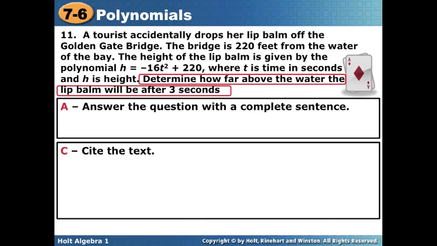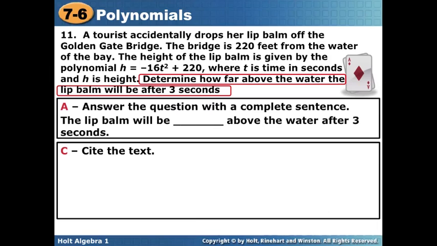First, circle what you're asked to find. We're going to rewrite this as an answer sentence where we'll come back and fill in the blank. So the lip balm will be blank above the water after 3 seconds. Now, underline the important information. We're given that the bridge is 220 feet. The equation h equals negative 16t squared plus 220. And t is the time in seconds and h is the height. Copy this important information to the cite portion of your answer.